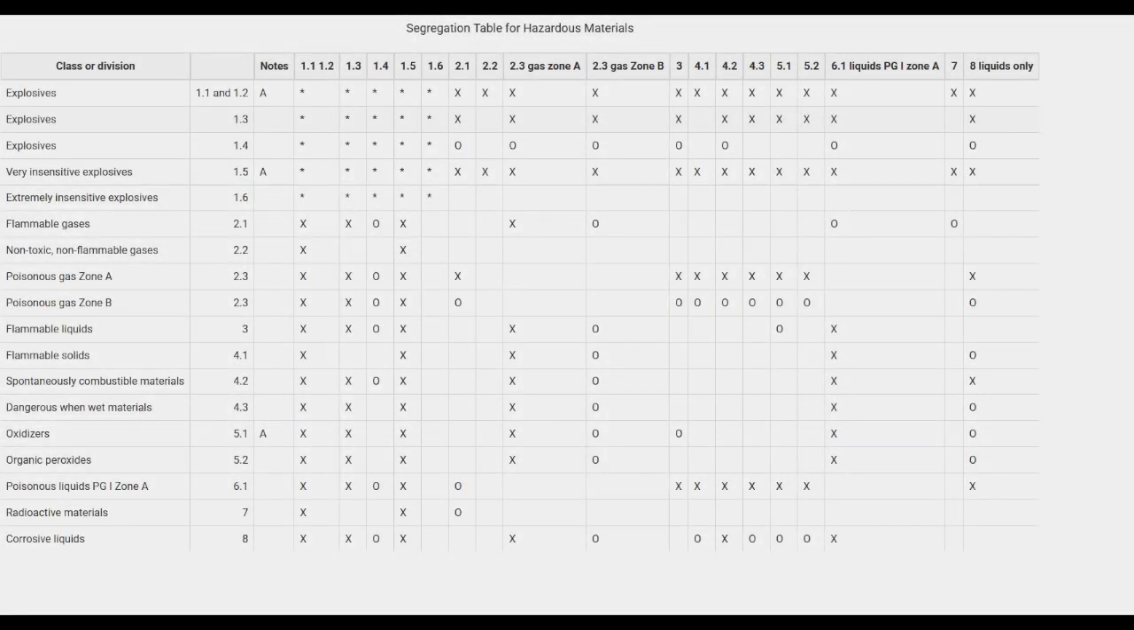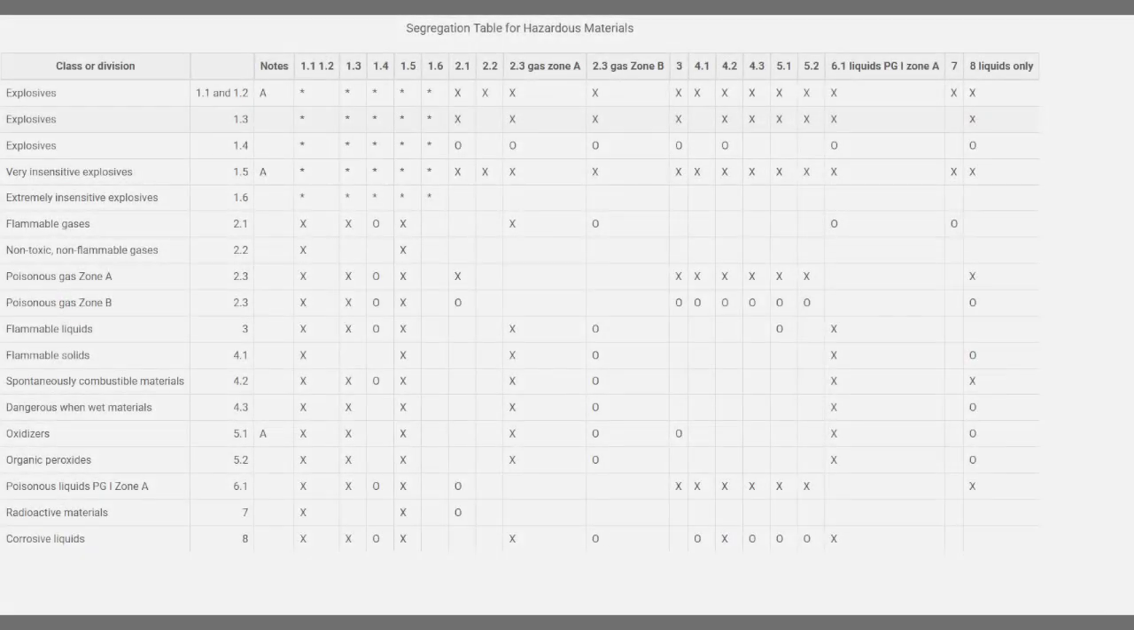Okay, let's try and do some examples together. So let's look at first class 3 flammable liquids and class 2.3 gas zone A. Take a moment and find where they intersect. Pause for a moment if you need more time. In the intersect in the table, we find the letter X, which means we cannot load these together on the same trailer.